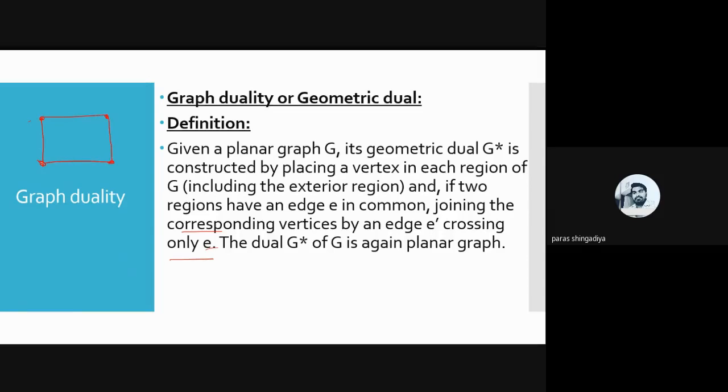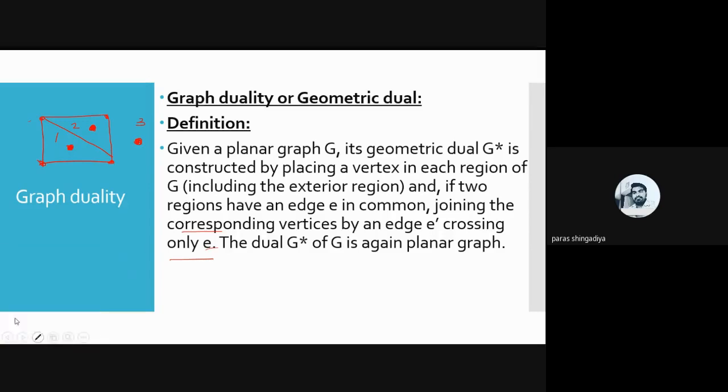It is a planar graph, and let us consider this edge. First, identify how many regions this graph involves. So it is 1, 2, and 1 for the outside. 3 regions are contained. Now in the next step, place one vertex in each region. You have to place one vertex somewhere in the region, okay? So there are 3 regions, 2 inside and 1 outside.